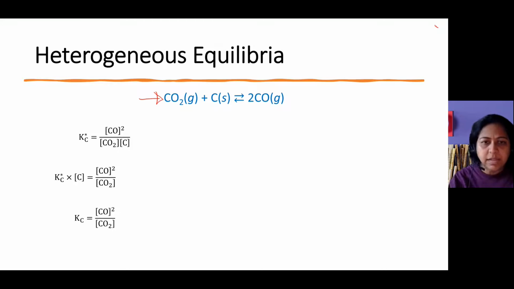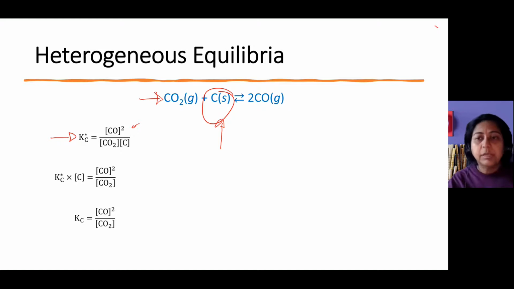So we can just write the equilibrium constant like this. So we take the product concentration in the numerator and the reactant concentrations in the denominator. But the concentration of a solid unit is actually a constant. So we can rearrange this equation and we can get this as again a constant.